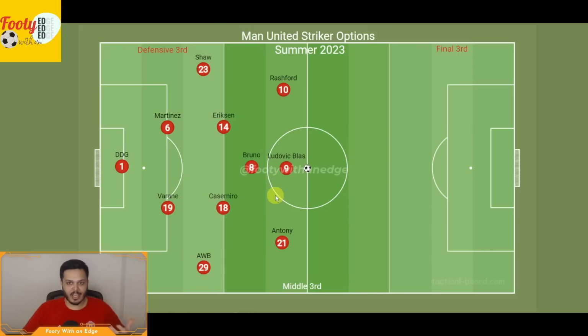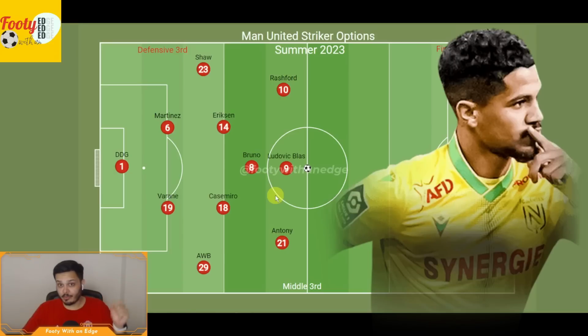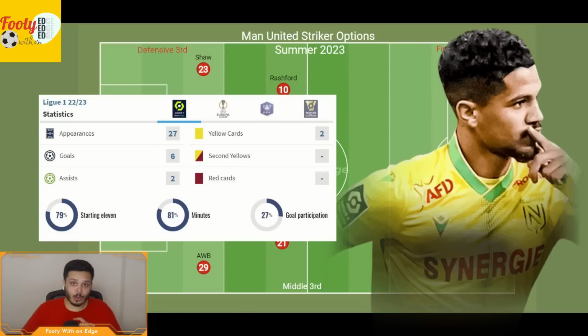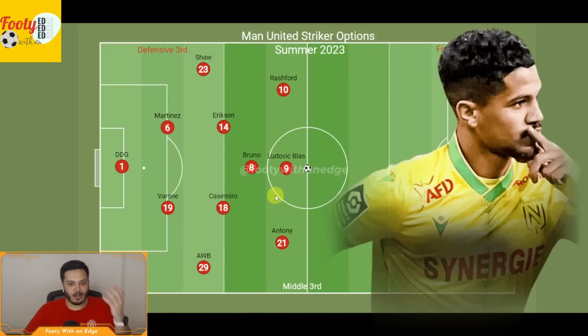Next, we have a name that nobody will have heard of, and it's a 25-year-old Frenchman named Ludovic Blas, who plays for FC Nantes in Ligue 1. With just 8 goal contributions in 27 league appearances this season, I know what you may be thinking. Who is this unknown guy and why should I care about him? I promise you, stick with me for the next couple of minutes and you might just be convinced.